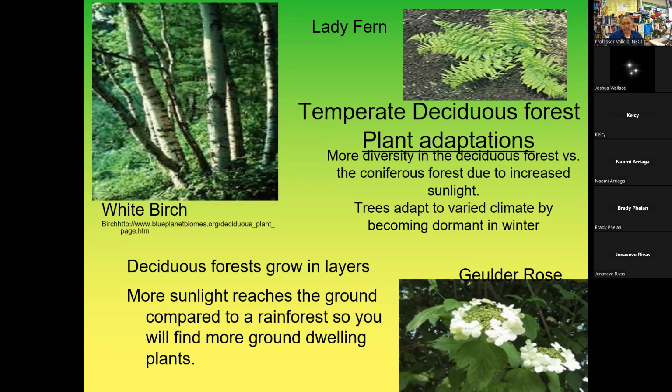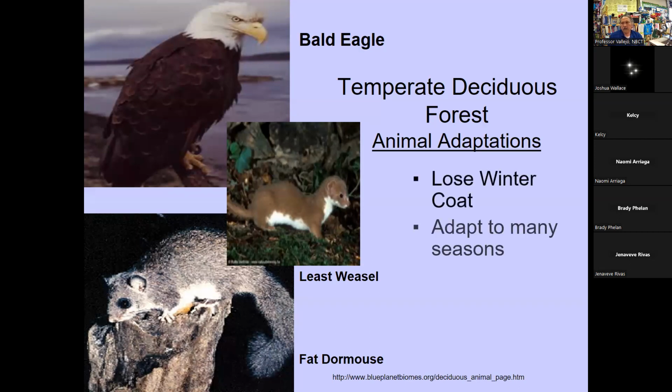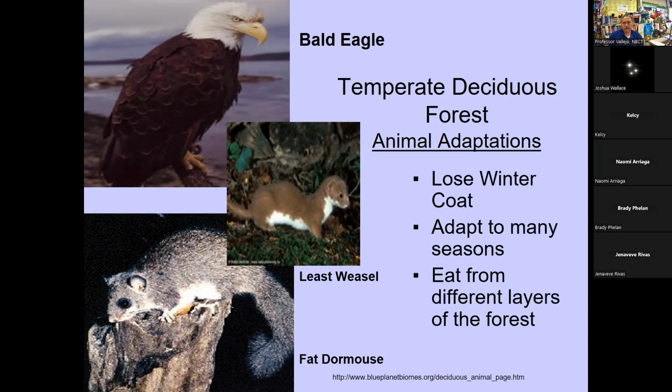Those are the plants and animals that live in the tropical and deciduous forest, just showing you several different examples. But animals in the temperate deciduous forest may lose their winter coat, but they are adapted to many different seasons because there are 4 seasons in the deciduous forest, and they may go to different levels of the forest in order to feed. Okay. All right.